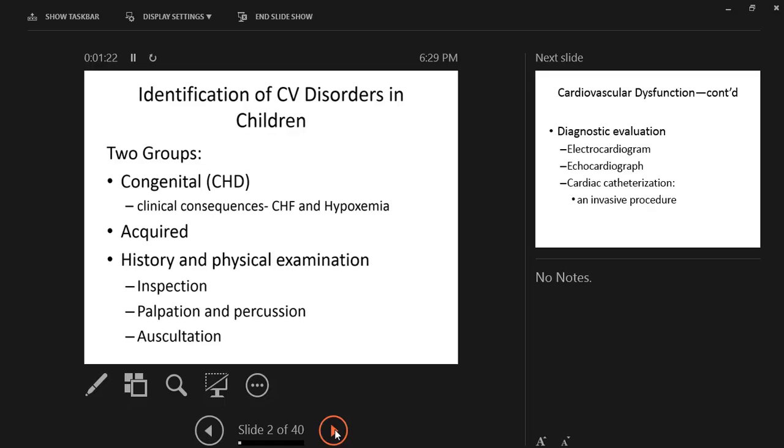Whenever we do a history and physical, we do an inspection, we do palpation to see if we feel any additional vibrations that wouldn't ordinarily be normal, and percussion to check for cardiomegaly. And in addition, we do auscultation, and as I've said before, any kind of extra heart sounds or any type of prolonged sounds would result in further investigation.